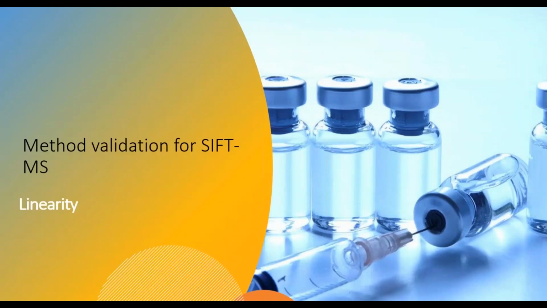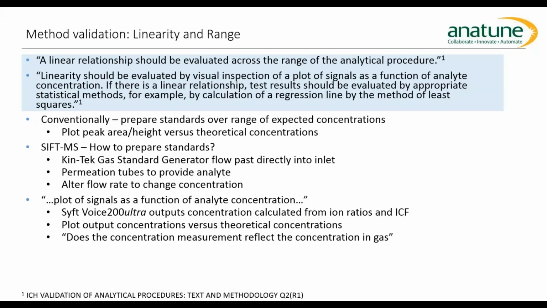So the next part of ICH is to go and look at the linearity of the system. So we're going to be looking at compounds over a certain concentration range. We want to know that the system is linear. So is there a linear relationship across the entire range of the method? So conventionally, you would prepare standards over the range that you're expecting to analyze in, run them down the system, plot the peak areas, heights versus theoretical concentrations.